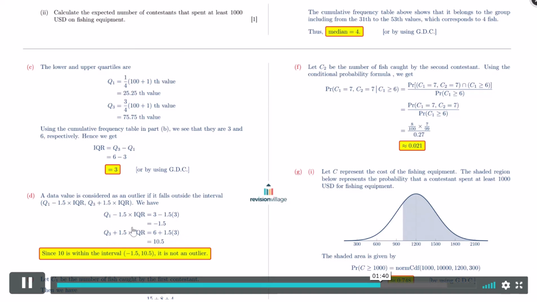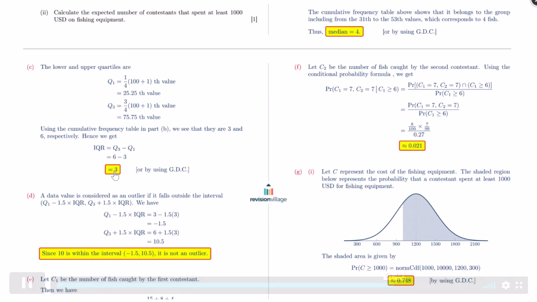So let's test this here. It's the upper quartile, Q3, which we found back in part C to be 6. So 6 plus 1.5 times the interquartile range, which we also found in part C to be 3, and that is 10.5. So although this new data point seemed high, it is actually still within this interval. It is within the interval from negative 1.5 to 10.5, and any new data point that is within this interval would not be considered an outlier. So there we have it. That is the answer to part D.